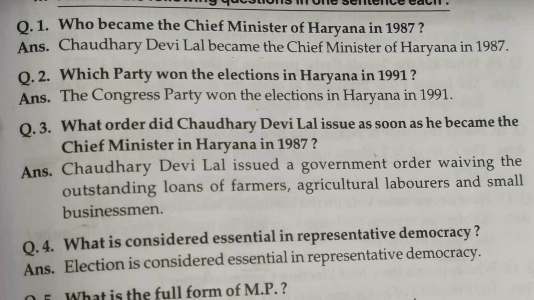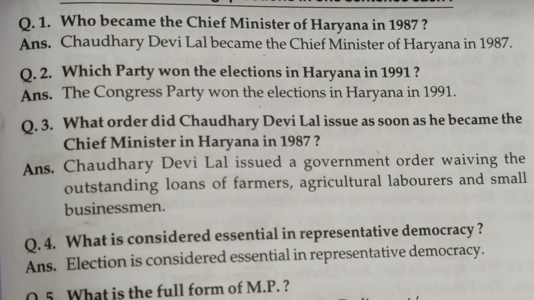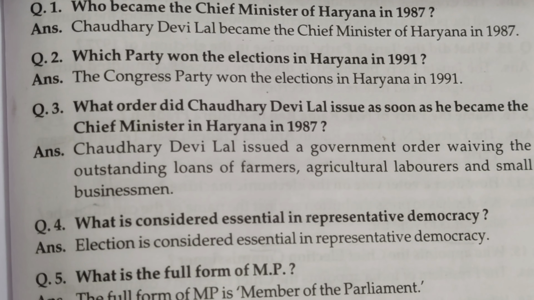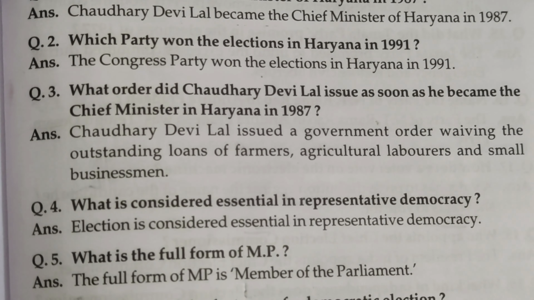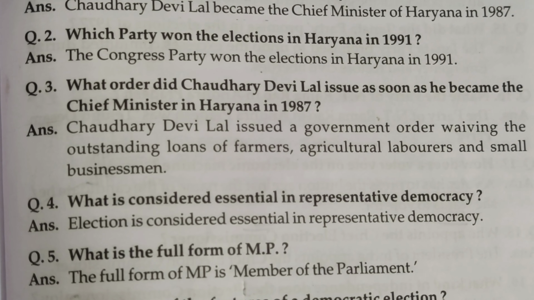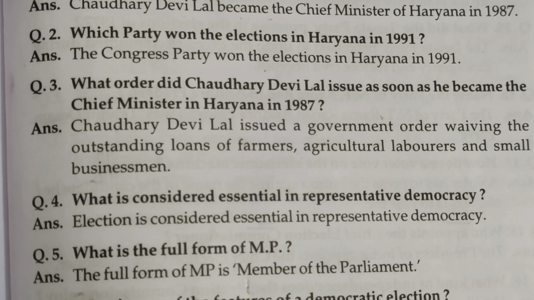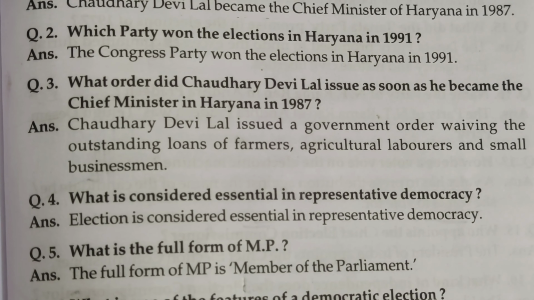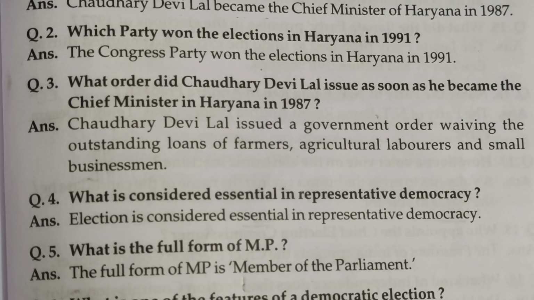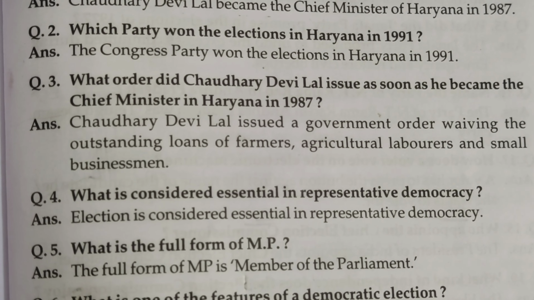Question number 1. Who became the Chief Minister of Haryana in 1987? Answer: Chaudhary Devi Lal became the Chief Minister of Haryana in 1987. Question number 2. Which party won the elections in Haryana in 1991? The Congress Party won the election in Haryana in 1991. Question number 3. What order did Chaudhary Devi Lal issue as soon as he became Chief Minister in Haryana in 1987?